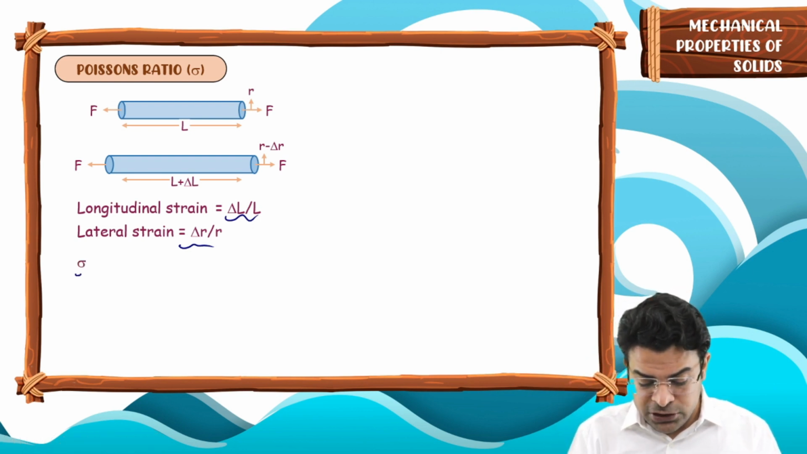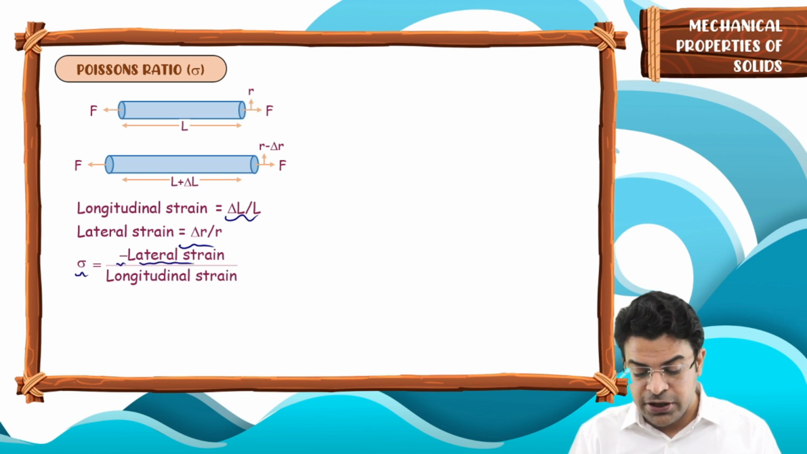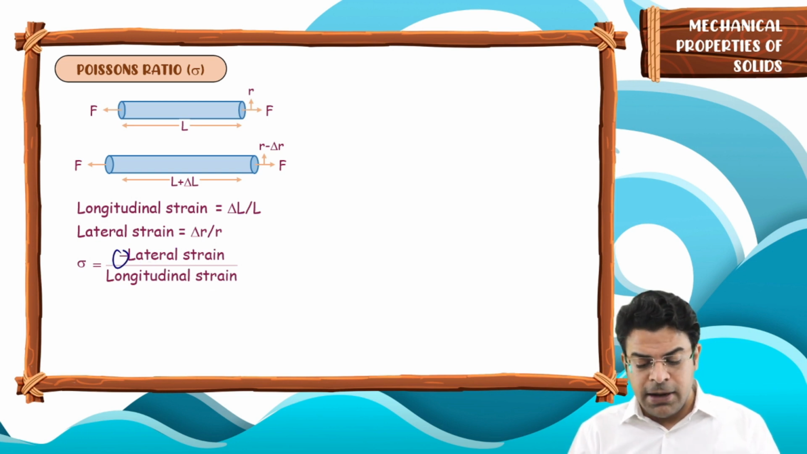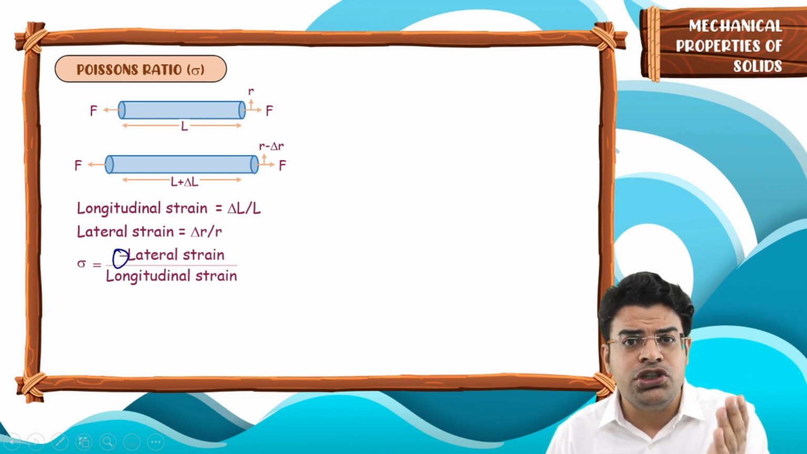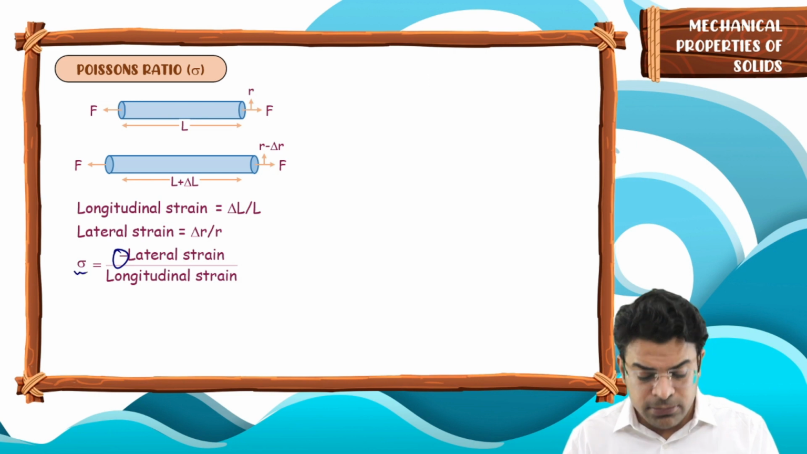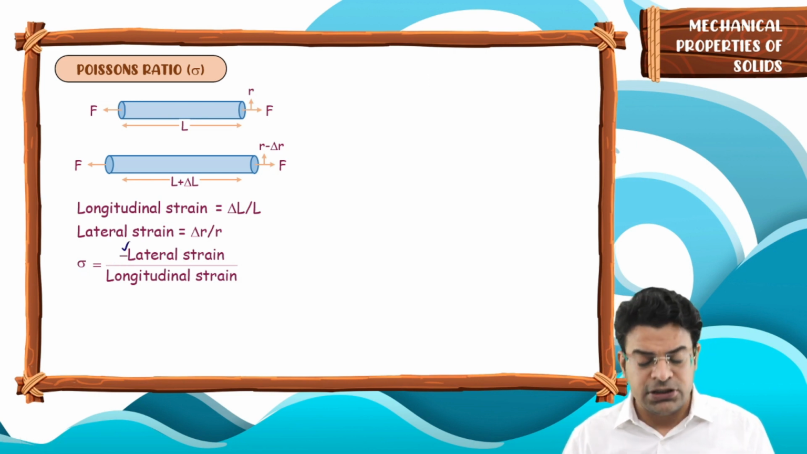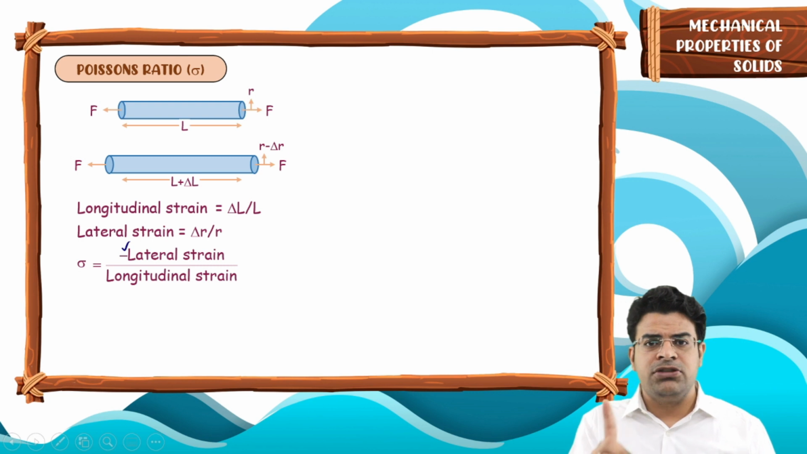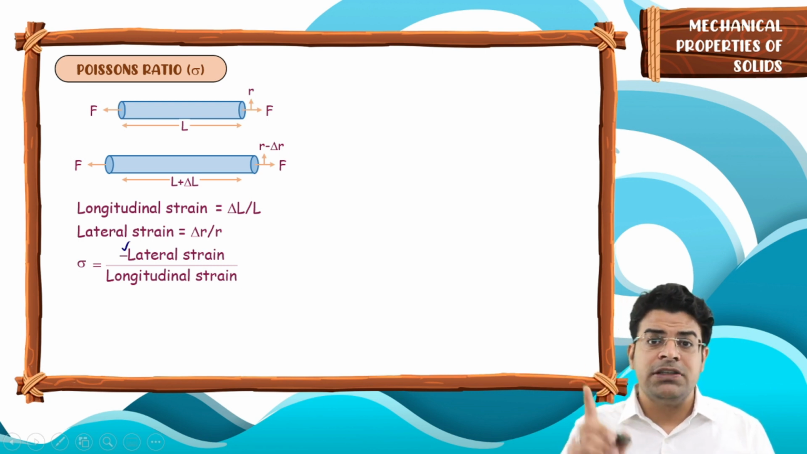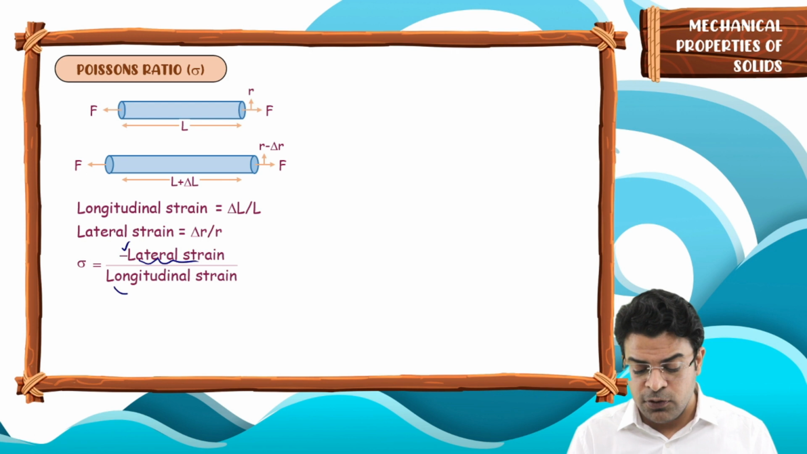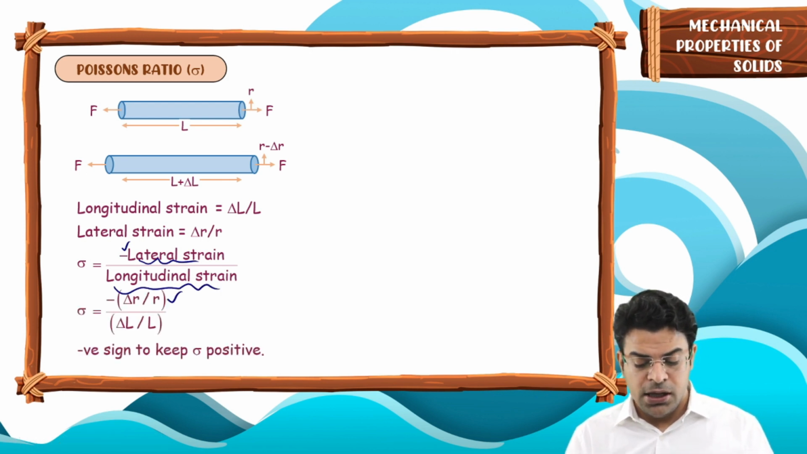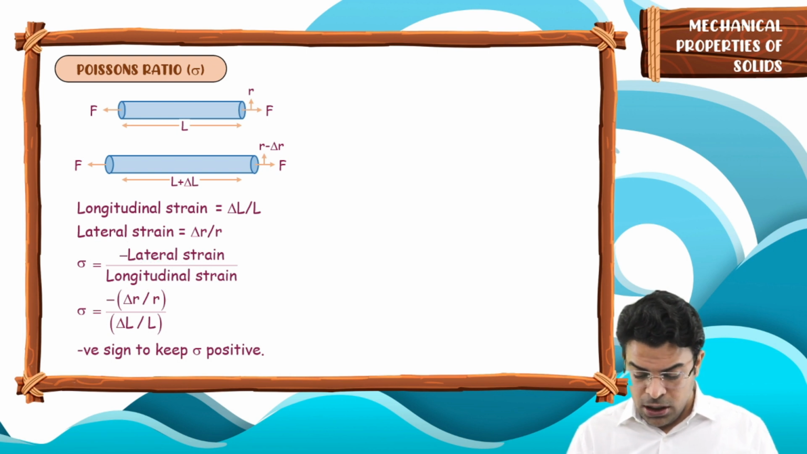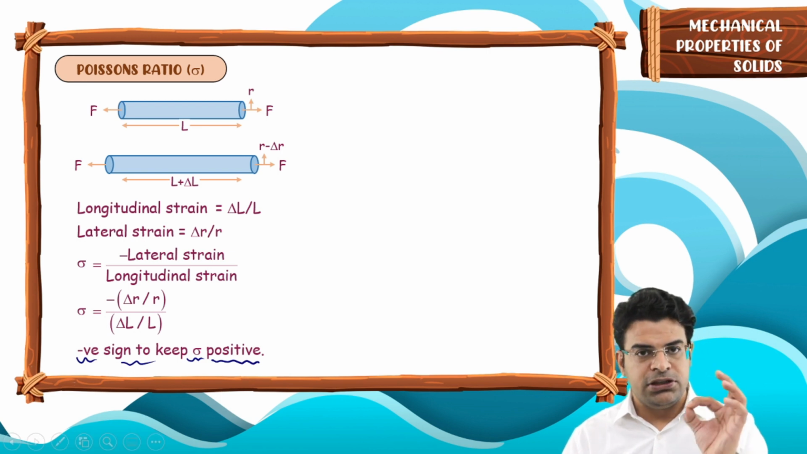Hence we define Poisson's ratio as minus times the lateral strain upon longitudinal strain. Again the minus sign is for the same reason why we placed it in bulk modulus, to keep the ratio positive. What is lateral strain? Change in radius upon radius. What is longitudinal strain? Change in length upon length. So sigma equals minus delta R by R upon delta L by L. Now, the negative sign is kept to keep sigma positive. Keep this small thing in mind.